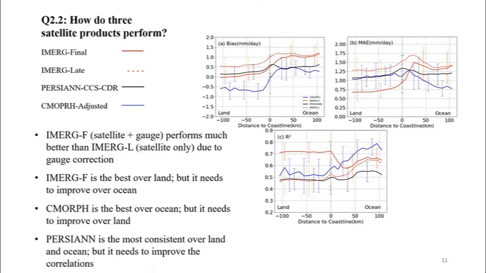In contrast, the PERSIANN product is the most consistent over land and ocean. Probably they did not do as much tuning as the other two data sets. So that's a real strength, but it needs improvement in terms of correlation as indicated in panel C for the black line.